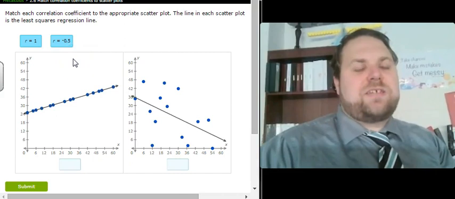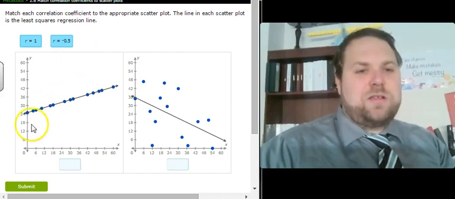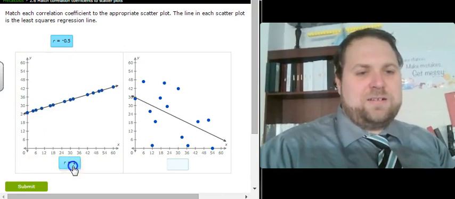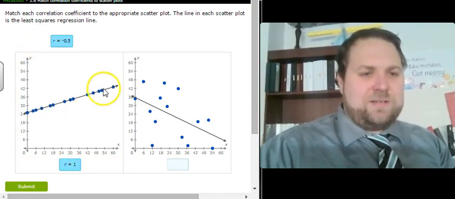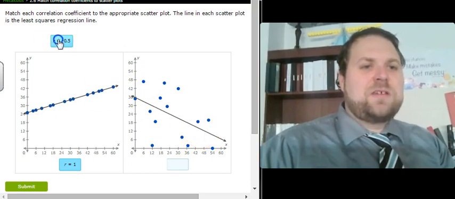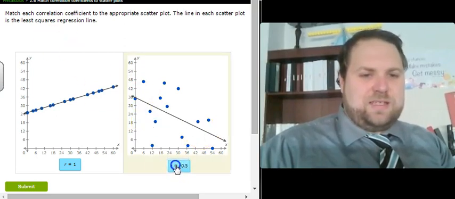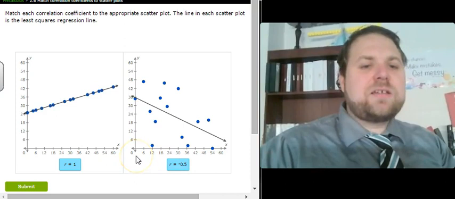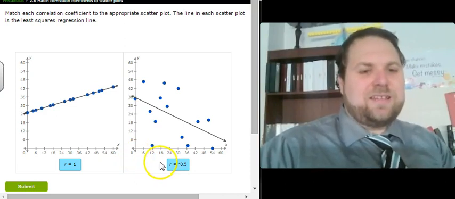Now the first thing we can tell from this is the slope of the line, whether it's positive or negative. So for r equals 1, we should have a positive slope. Well, that's got to be this guy right here. So we drag that down there. And for this one, we can see the line has a negative slope, so we would expect it to be here.